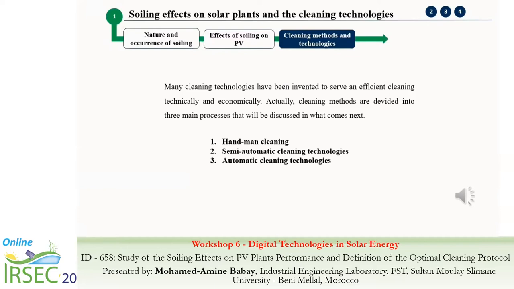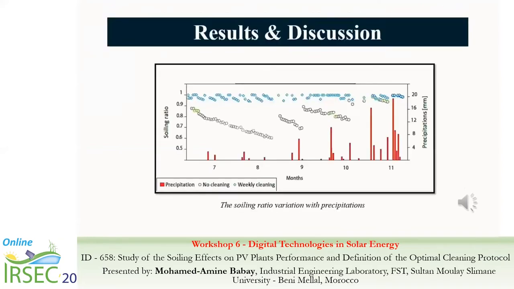Thus, many cleaning technologies have been invented to provide efficient cleaning, both technical and economical. Actually, cleaning methods are divided into three main processes: handmade cleaning, semi-automatic cleaning technology, and automatic cleaning technology. The analysis of the soiling ratio variation necessitates being joined to precipitation data. The reference soiling ratio of the cleaned panel was taken equal to 0.9. The figure below represents the soiling ratio variation and the precipitation during this period.